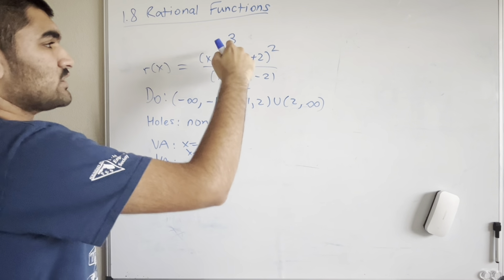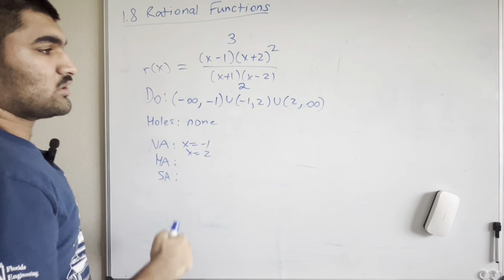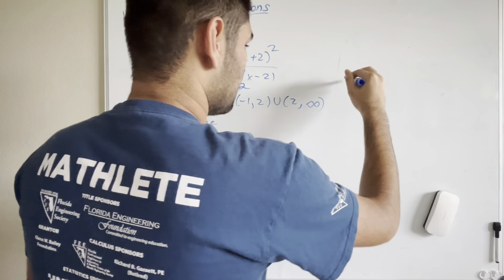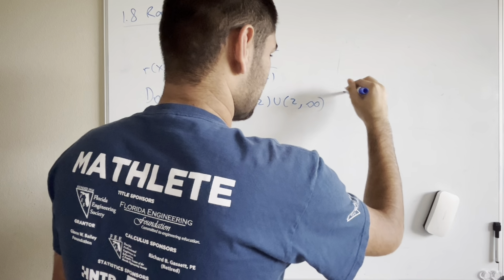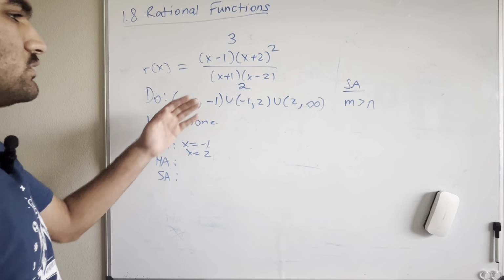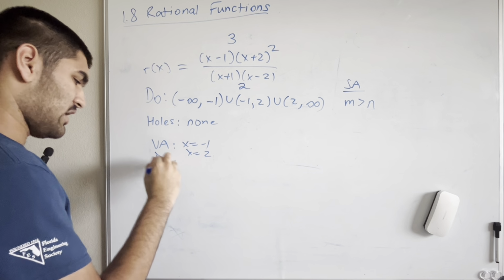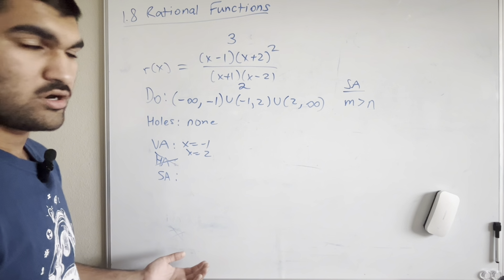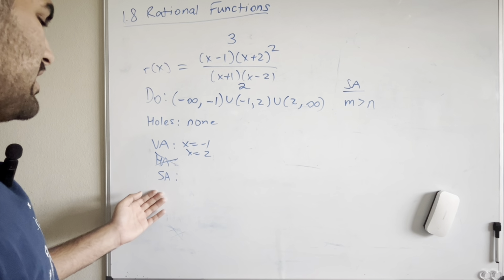So notice now that the degree of the top is greater than the degree of the bottom, which if you remember, that meant that is your slant asymptote, right? Slant asymptote means that m is greater than n. So now we have figured out we have a slant asymptote, meaning we don't have a horizontal asymptote, because you don't have one or the other, right? So then how do you find the slant asymptote?